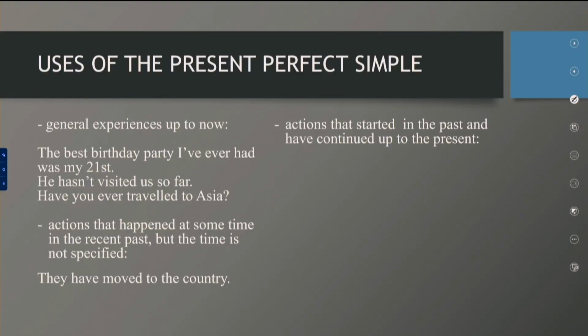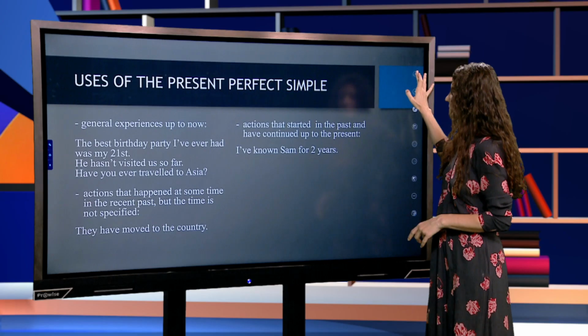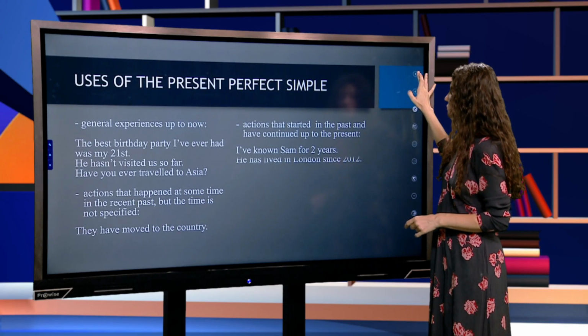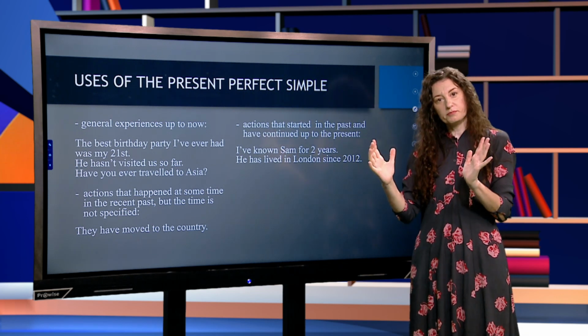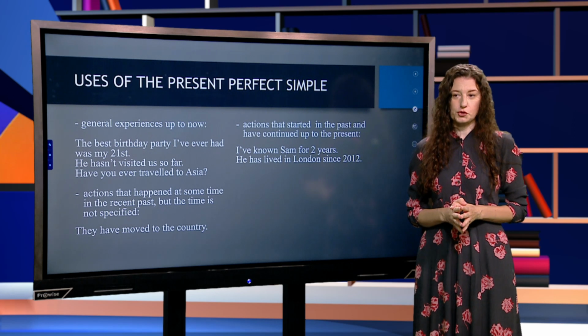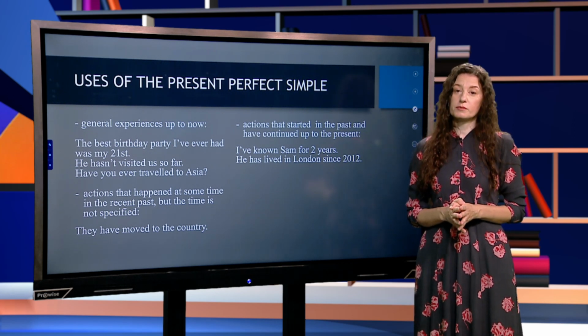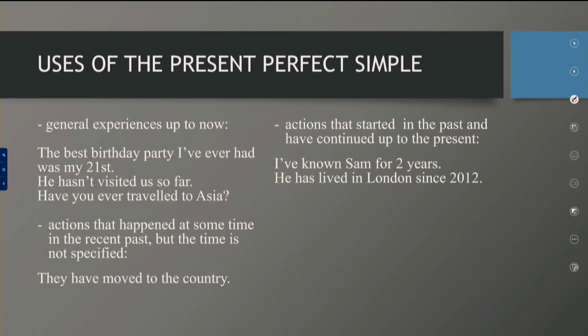And another instance in which we use the present perfect simple would be actions that started in the past and have continued up to the present. I've known Sam for 2 years. We use the preposition for, followed by the period of time that we make reference to. Or we can use the preposition since, which refers to the moment when the action started in the past. It continues up to the present. He has lived in London since 2012.